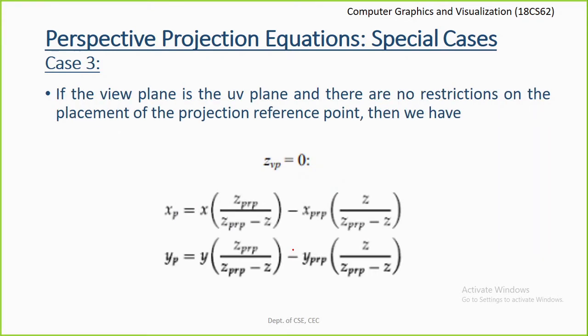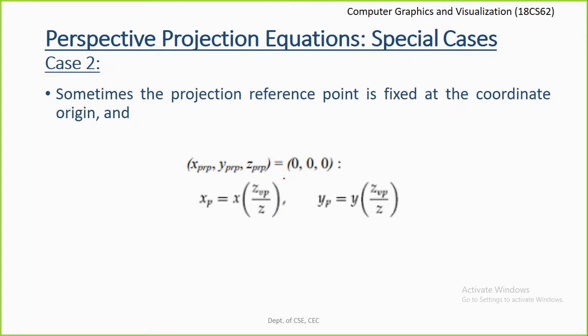Similarly, we have one more special case here. So that is case 3. If the view plane is the UV plane and there are no restrictions on the placement of the projection reference point, then we have ZVP equal to 0. So if the view plane is in the UV plane, along the x and y axis of the viewing coordinates, then there are no restrictions on the placement of the projection reference point. In that case, we have the value of the z coordinate of the view plane equal to 0.